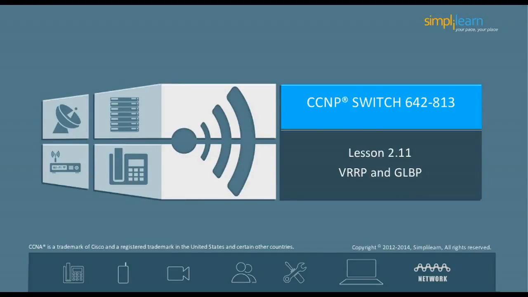The previous lesson focused on Hot Standby Router Protocol. This lesson deals with Virtual Router Redundancy Protocol and Gateway Load Balancing Protocol. Let us begin with the objectives of this lesson in the next slide.